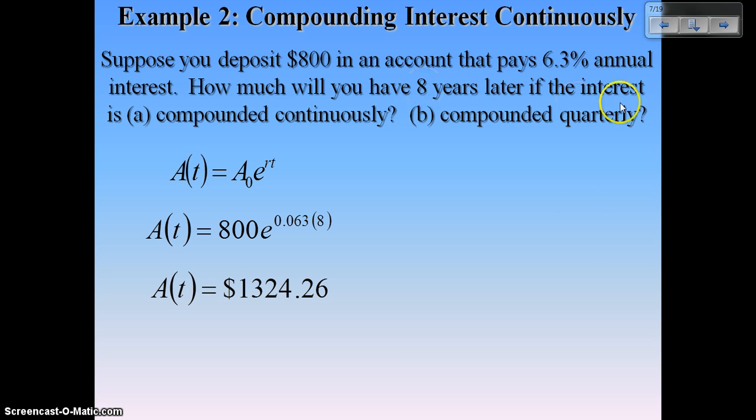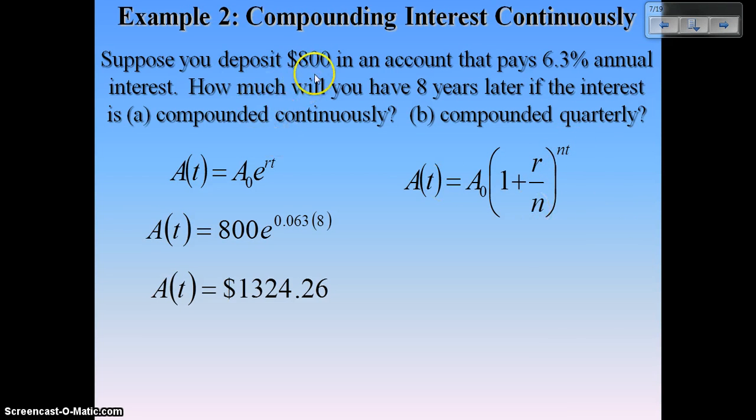Now what about compounded quarterly? Well, I can't use the continuous equation because this isn't continuous. So I have a different equation, and it's this equation here. Perhaps you again remember that from Algebra 1. A sub naught, the starting amount, times 1 plus r over n, r being the rate, n being the number of times compounded per year, raised to the nt power, t being time.